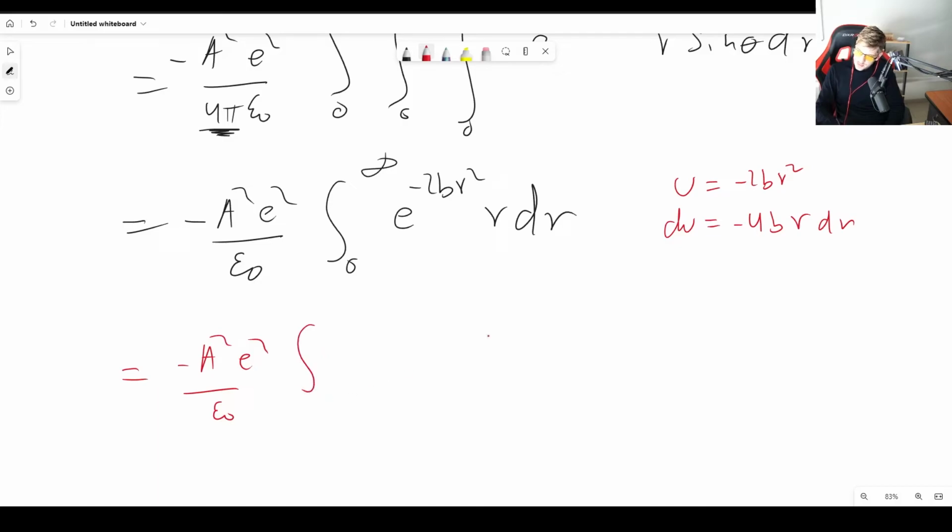And we get, well, let's see, the bounds. When r is 0, u is 0. But when r goes to infinity, u goes to minus infinity. And then the exponential will be e to the u. And r dr is now minus du over 4b. So du over 4b with a minus sign, which will cancel out this minus sign.